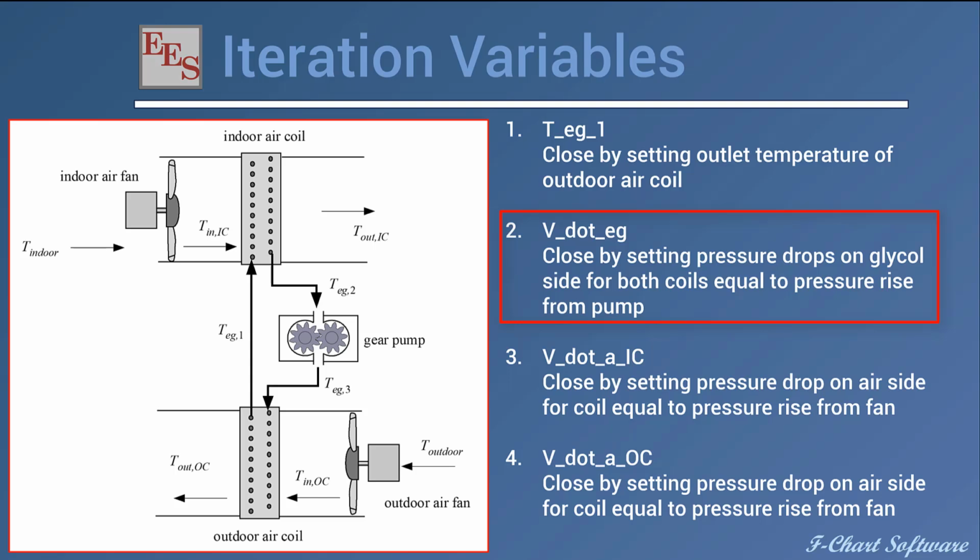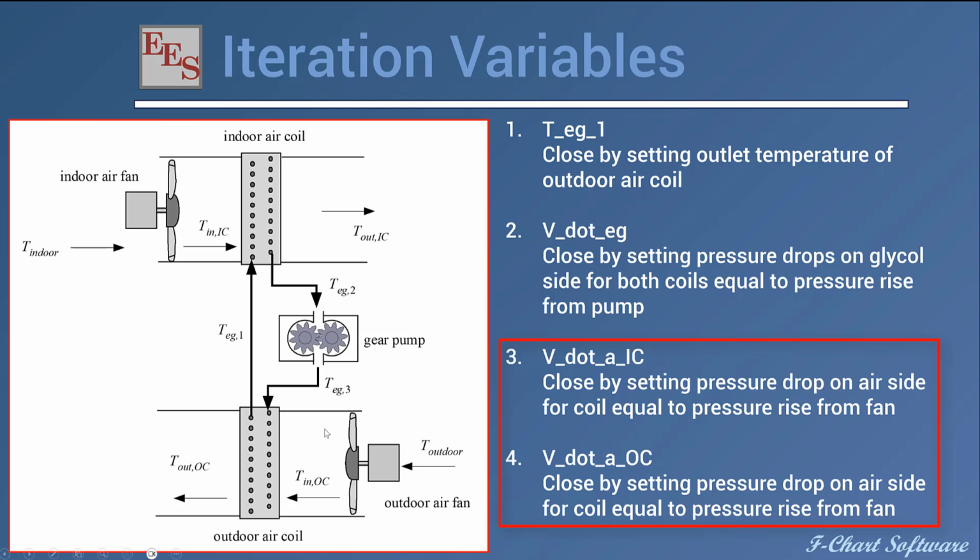But then I would vary that guess until the pressure rise produced by the gear pump is exactly equal to the pressure drop through the ethylene glycol sides of these two air coils. So that's how I'll close that up. And then on the air sides, so the indoor air coil flow rate, that's something else I don't know. And so I'll make a guess for that. And the way I'll close up that guess is I'll adjust the volumetric flow rate until the pressure rise across the indoor fan is exactly equal to the pressure drop across the air side of the indoor air coil.